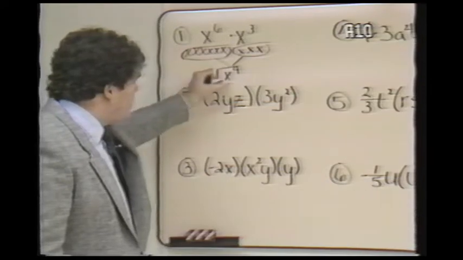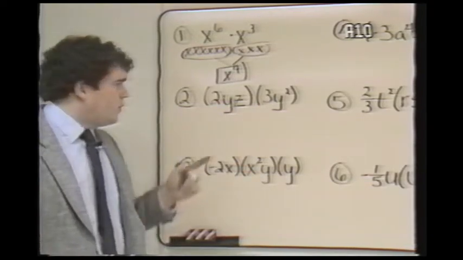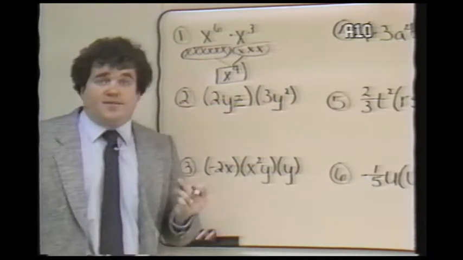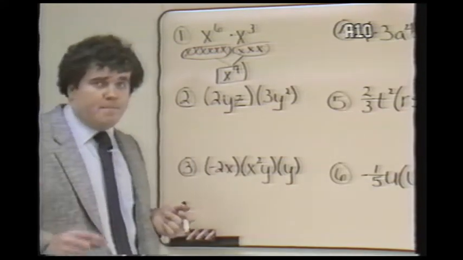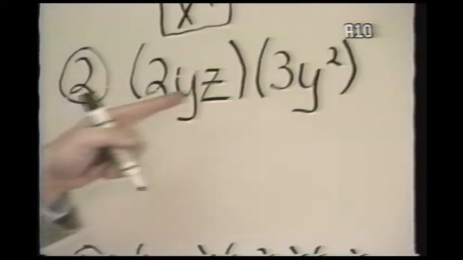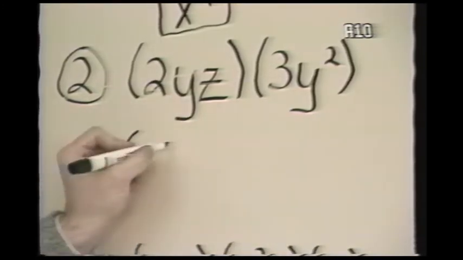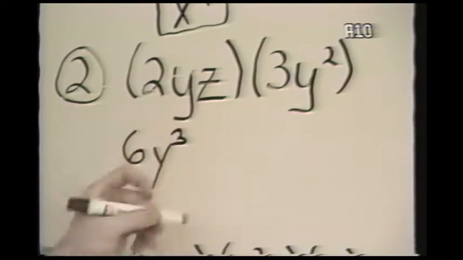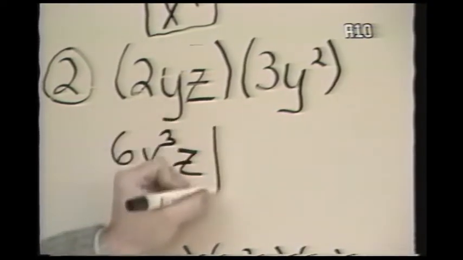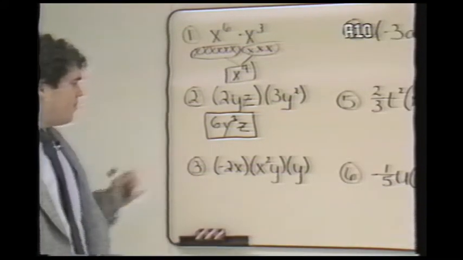Problem number 2, we have more than one variable involved. We have numbers, we have y's, and we have z's. What I want you to do here is multiply your numbers by your numbers, your y's by your y's, and your z's by your z's. 2 times 3, 6. Y times y squared is y cubed. And z just hangs on the end there. So 2yz times 3y squared is equal to 6y cubed z. Fairly simple, huh?